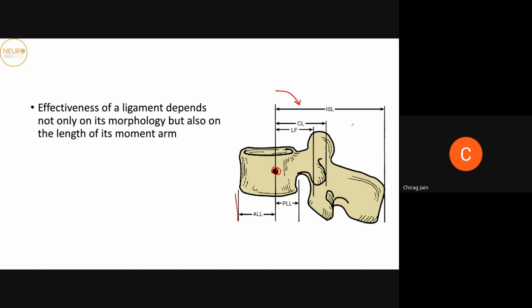In extension, none of the other ligaments will be able to act because they're on the same side of the axis of rotation. For flexion, on the other hand, the strongest ligament is the ligament which is furthest away from the axis of rotation, or which has the longest moment arm. So for flexion, the strongest ligament is actually the supraspinous ligament, or the interspinous ligament even. But the supraspinous ligament would be better because it is further back. PLL, on the other hand, for flexion, does not have a very good moment arm, and it does not do a very good job of preventing hyperflexion.